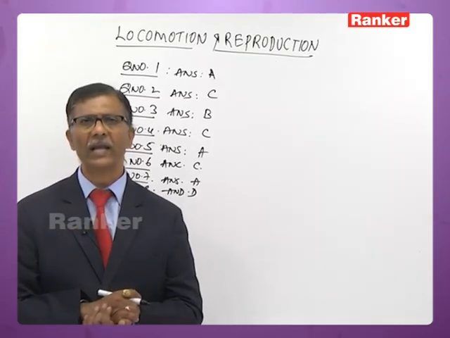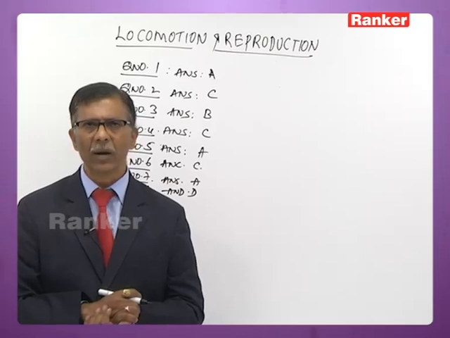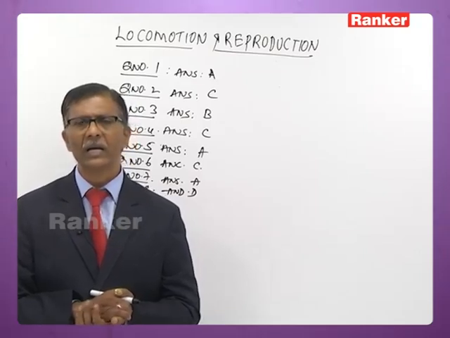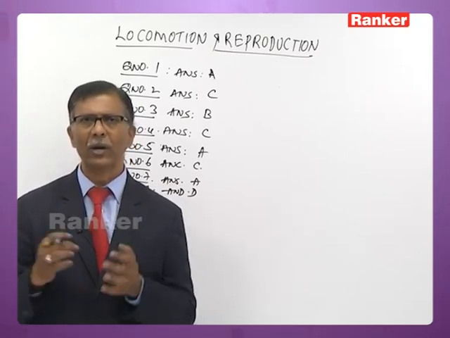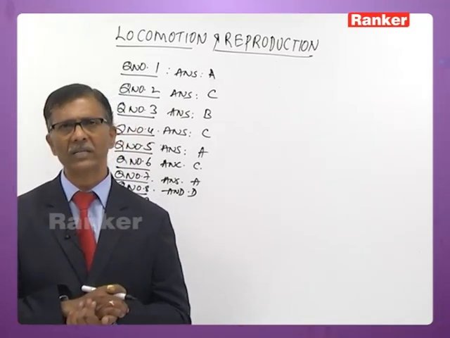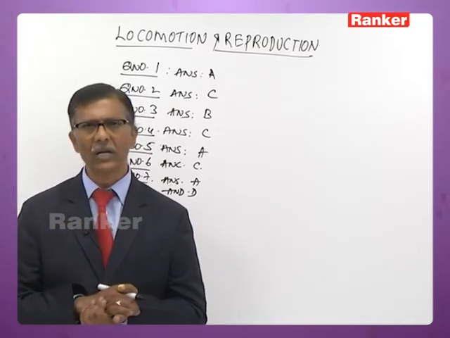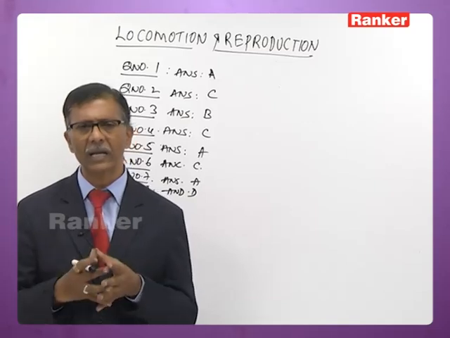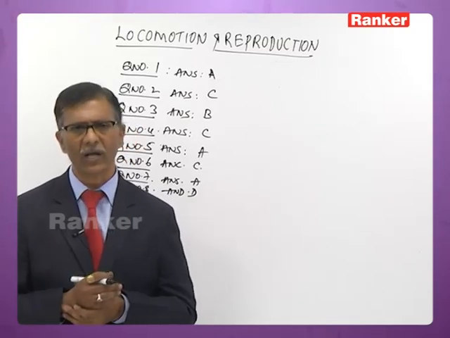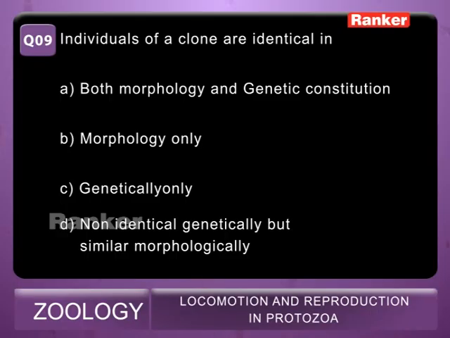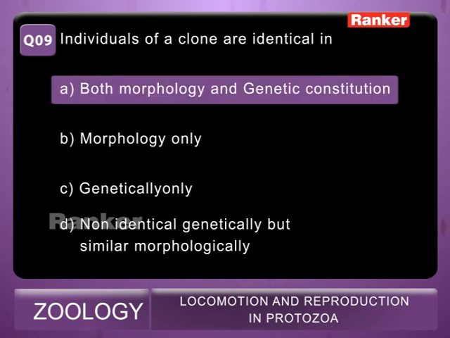Clone is a group of organisms or a group of descendants produced as a result of several binary fissions. So when they are produced as a result of several binary fissions, there is no genetic recombination. So all the organisms are identical both genetically and morphologically. So 9th question, correct answer is A.